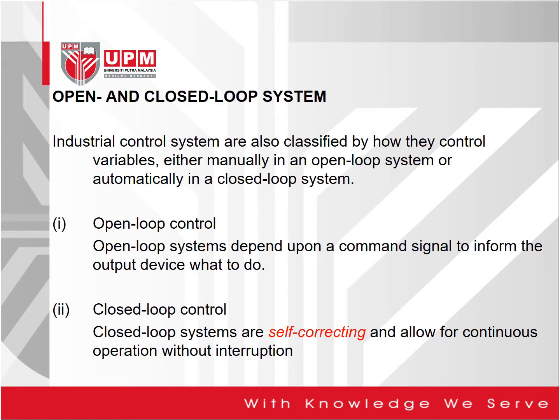The open loop system is basically for the manual process, and the closed loop system is for when we want to make the automatic process. Open loop systems depend upon a command signal to inform the output device what to do, and closed loop systems are self-correcting and allow for continuous operation without interruption. Meaning that we have a feedback input.